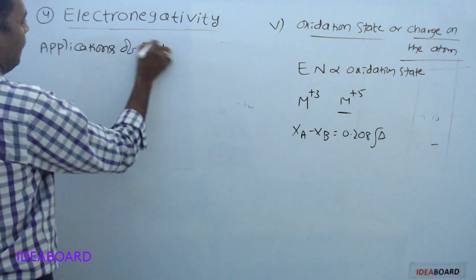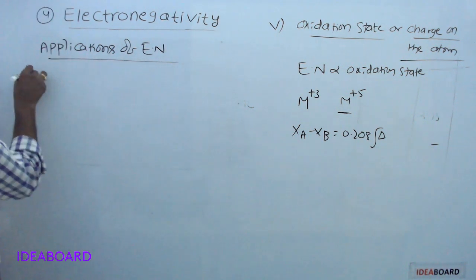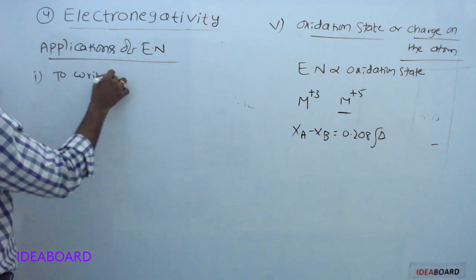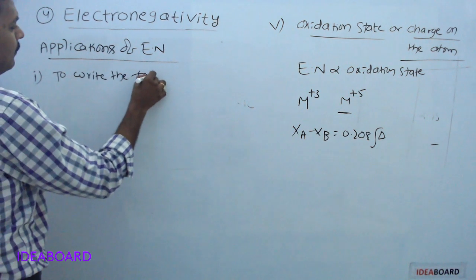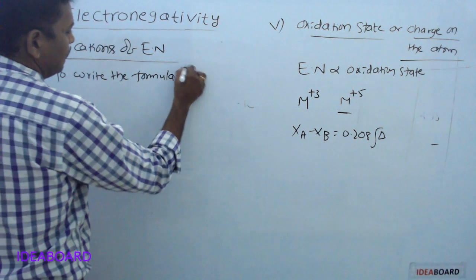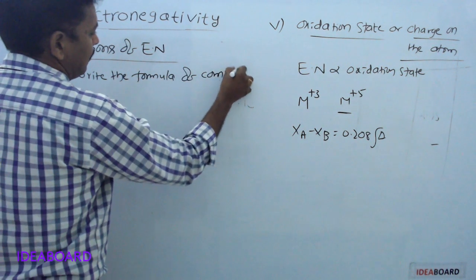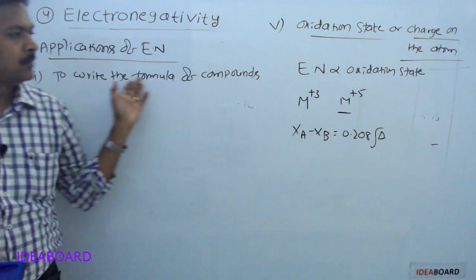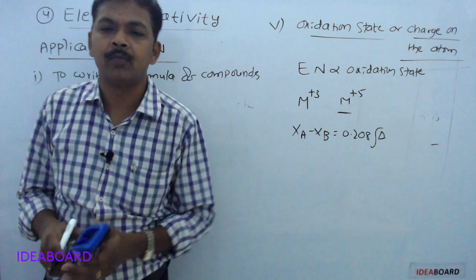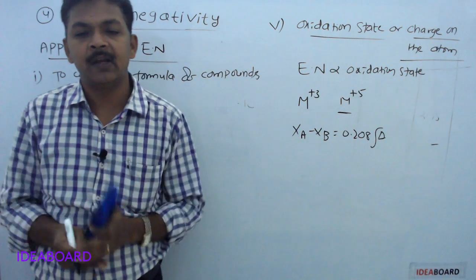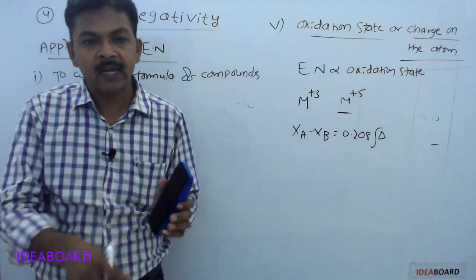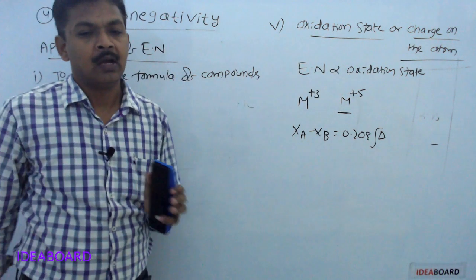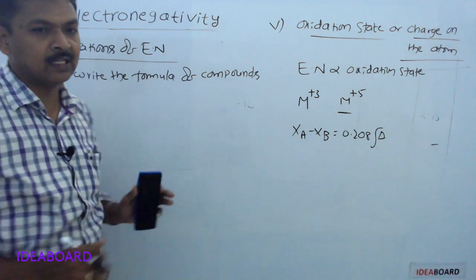Applications of electronegativity. To write the formula of compounds. Electronegativity is useful to write the formula of compounds. While writing formula, generally, more electronegative atoms should be on the right hand side and less electronegative atoms should be on the left hand side.